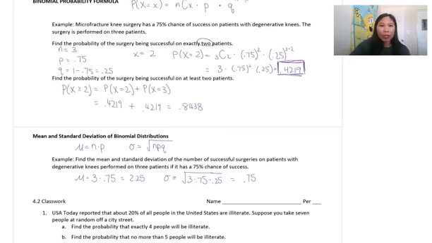So for this section, when we calculate probabilities, read really carefully because you want to be able to figure out what's n, p, q, and x, and then be careful when you're calculating your probabilities that you use the right x value. That's it for this section.